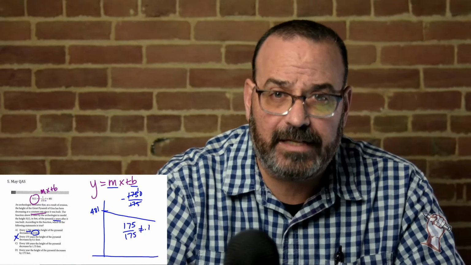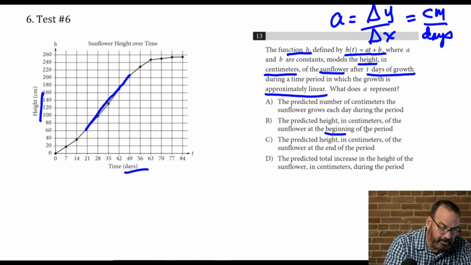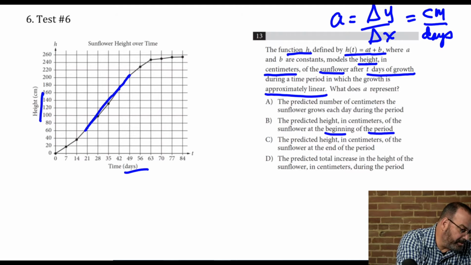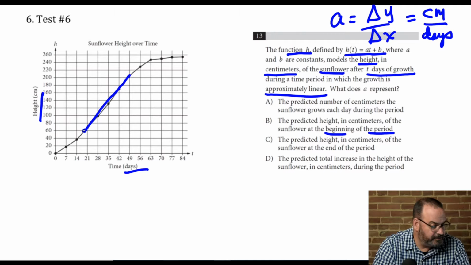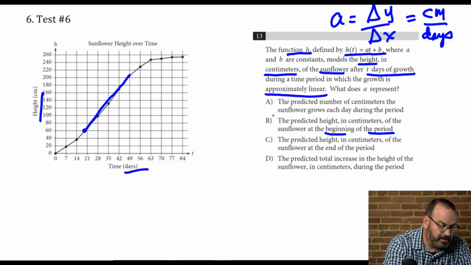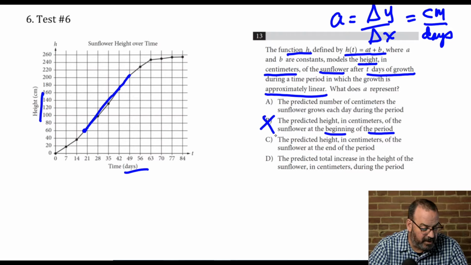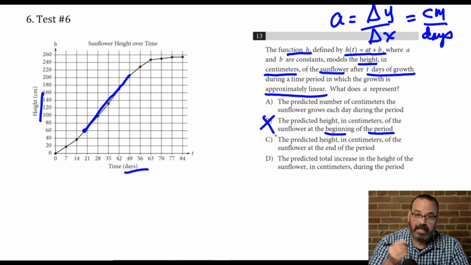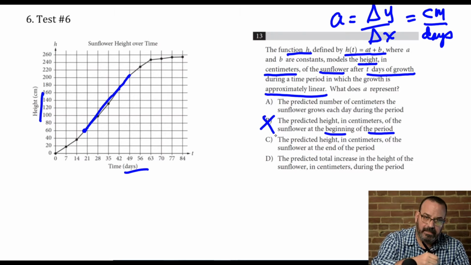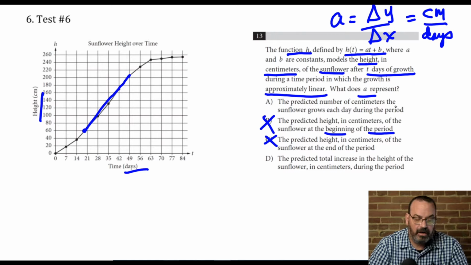Now, that sounds pretty good. The predicted height in centimeters of the sunflower at the beginning of the period. At the beginning of the period would be our y-intercept, which is about 60. That doesn't make any sense because that's b, so that's wrong. The predicted height at the end of the period would have to be given b, put in a and t. That's wrong. It doesn't give us enough because a represents our slope, our change.